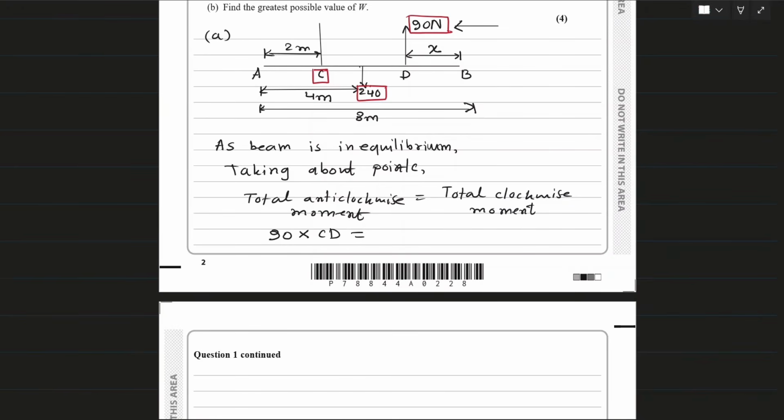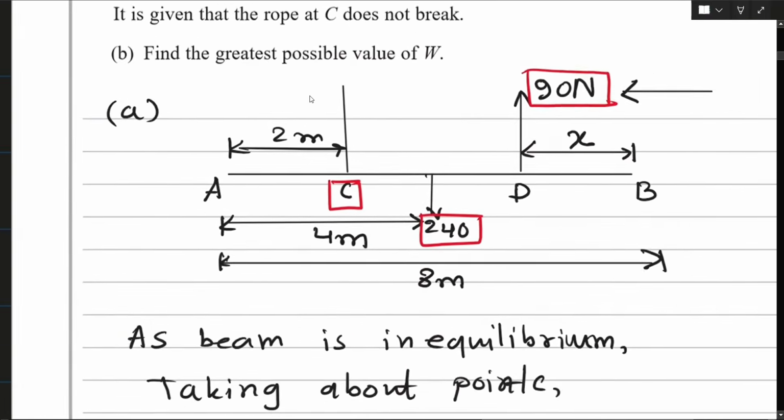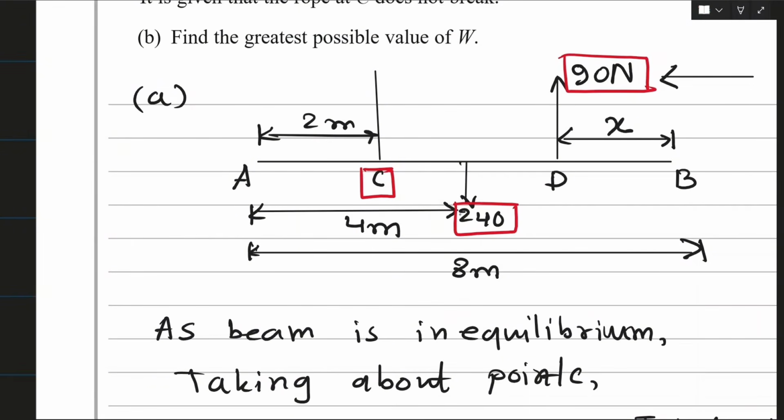Now for the clockwise moment, the clockwise moment is caused by the 240 Newton weight of the beam, and the distance of the weight from our point C is given by 4 minus 2. If we see in the diagram, the distance of the 240 Newton force from the point A is 4 meters and the distance of C from point A is 2 meters. So subtracting 4 minus 2 gives us the distance between our point C and the weight of the beam.